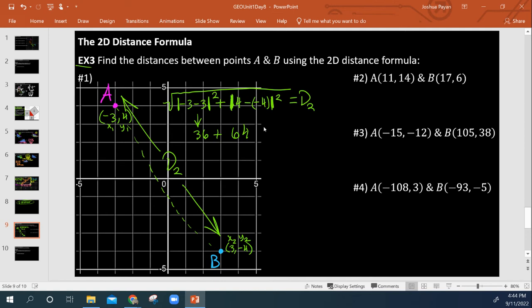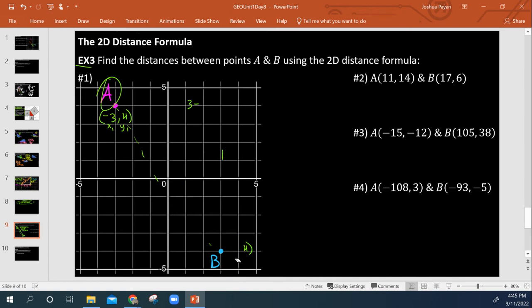So now we've got the square root of 36 plus 64, or when we combine those, the square root of 100, right? And of course, the square root of 100 is simply 10. So our distance in two dimensions from point A to point B here would be equal to 10 units. Okay, let's apply that again a couple more times. Erase all this and give myself some room.